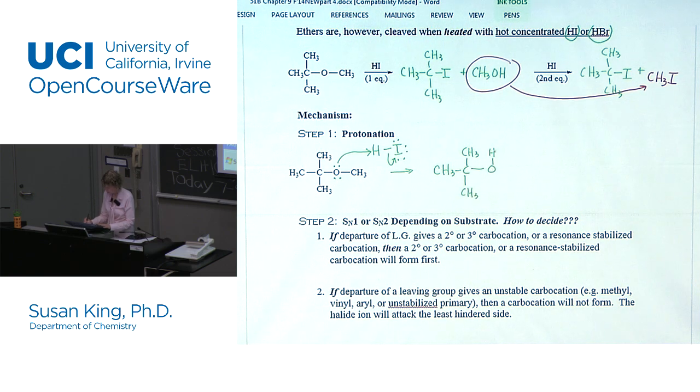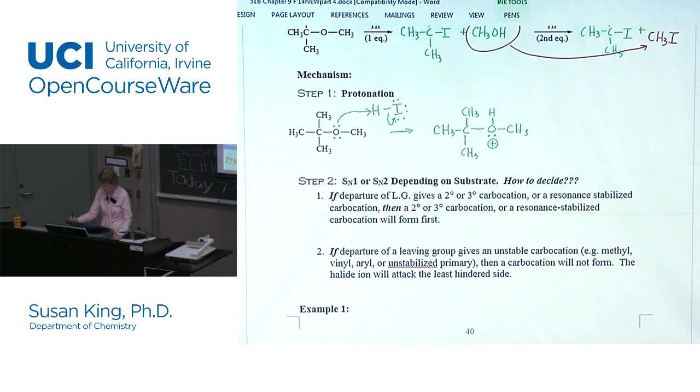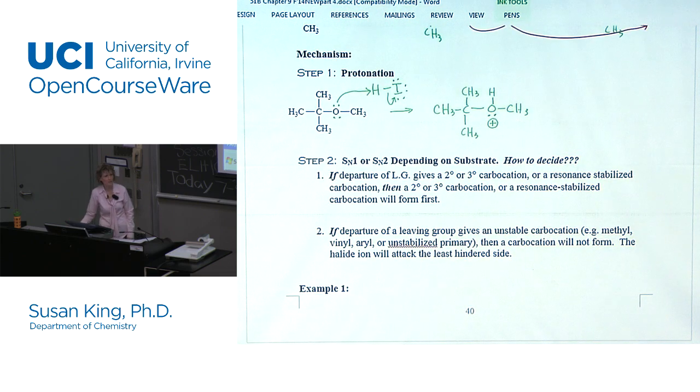All right, so what this looks very similar to is when we protonate an alcohol, right? If this methyl on the right-hand side here was a hydrogen, that looks exactly like when we protonate an alcohol. The only difference is that now we have a methyl there instead. The second step is going to be, and we've seen this over and over again in this chapter, SN1 or SN2 depending on the substrate. So that's the decision we're going to have to make.